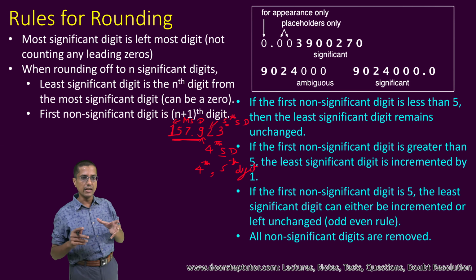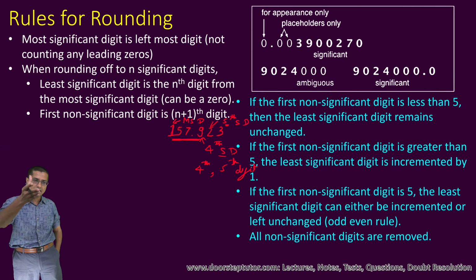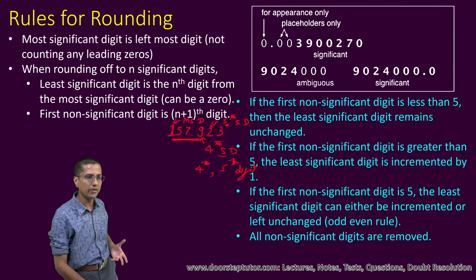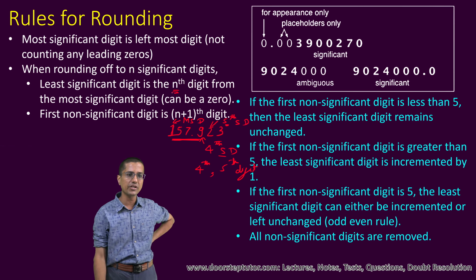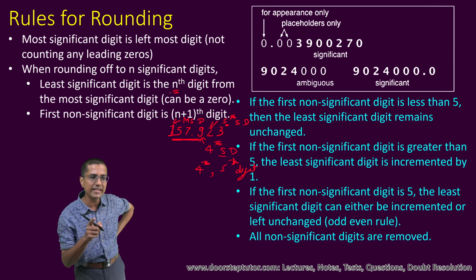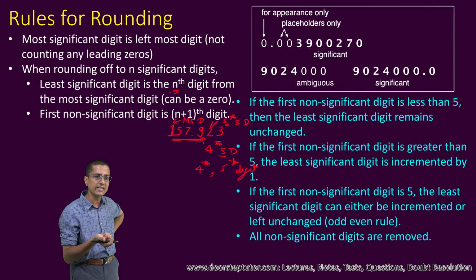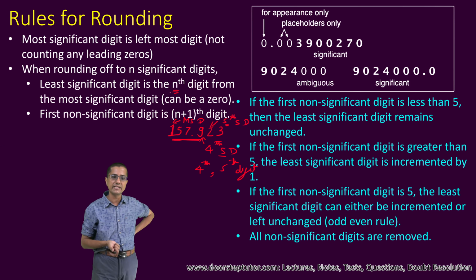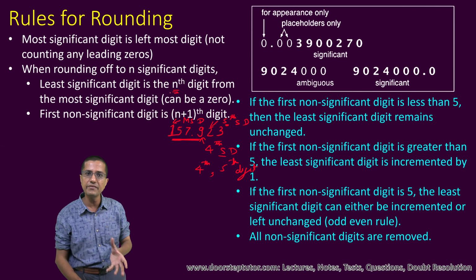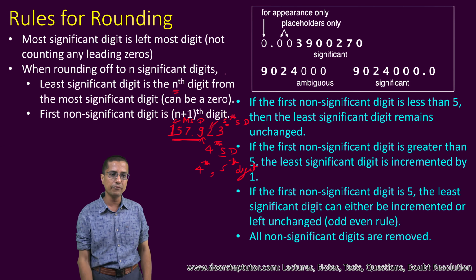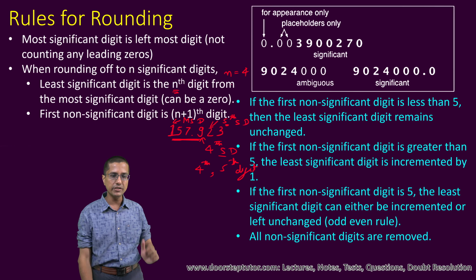So I am just solving an example and explaining everything which has been written here. Everything that has been written here in terms of a general nth digit, I am translating into specifically the 4th digit. We are rounding this number off to 4 significant digits, and that is why I am specifically giving you an example with n equal to 4.